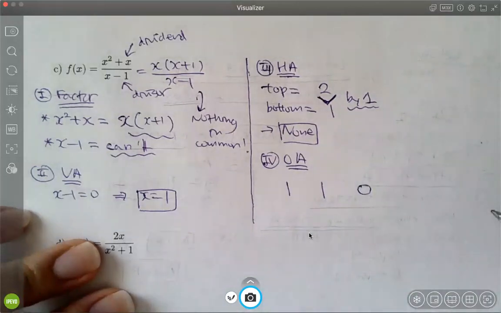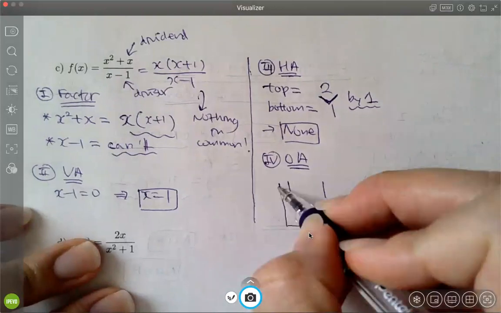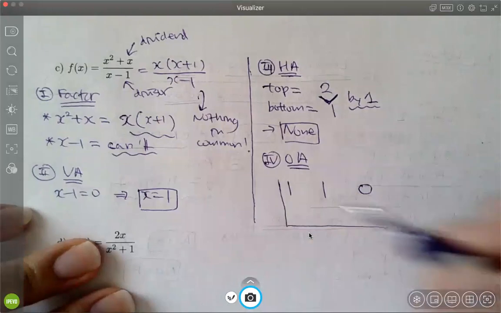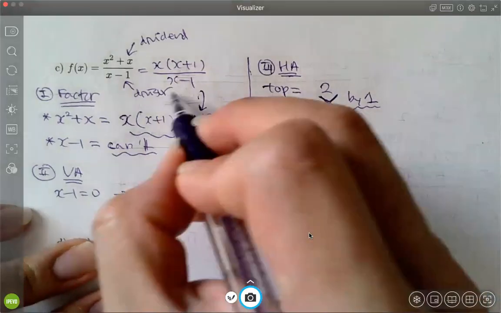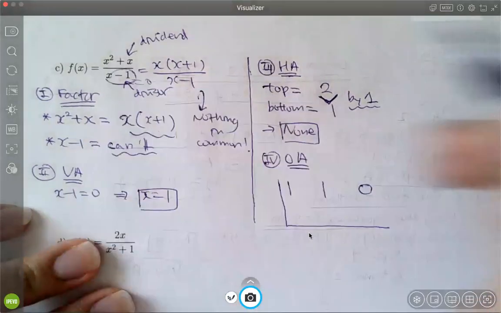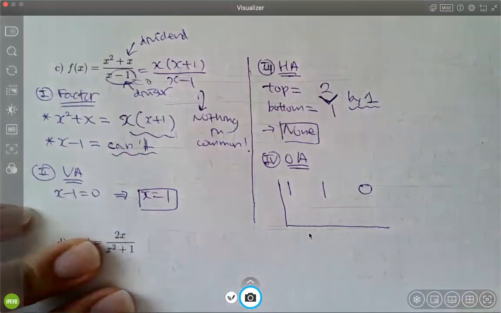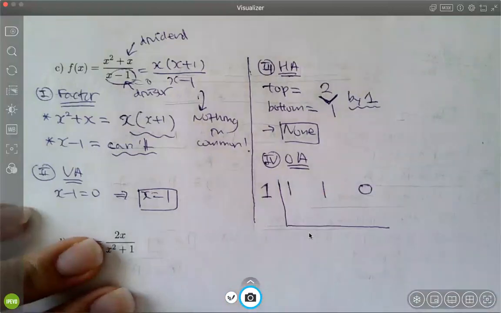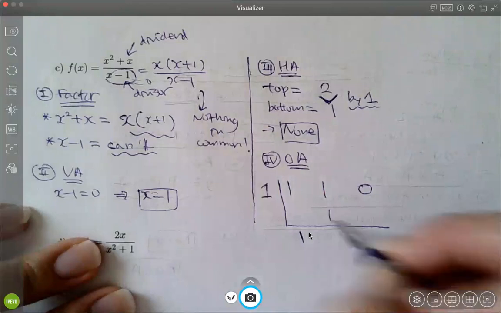And now, what do you write outside? 1. Remember that you put divisor equal to 0 and solve, right? So you write 1 outside. Okay, so now do the division. What do you get? 1, 1, 2, 2, 2, right?